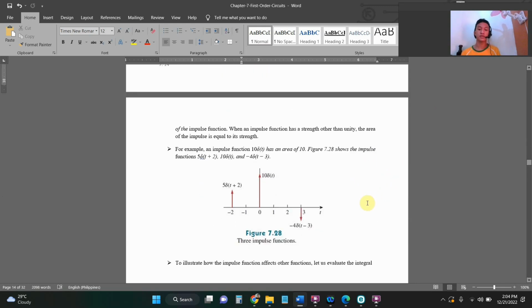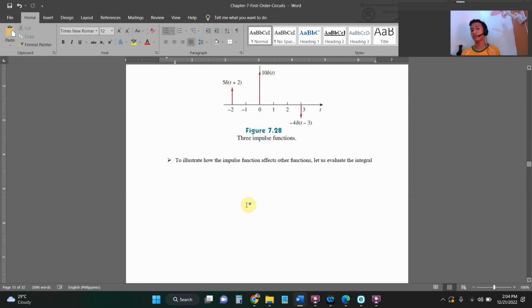For example, an impulse function of 10 delta of t has an area of 10. Figure 7.28 shows the impulse function 5 delta of t plus 2, 10 delta of t, and negative 4 delta of t minus 3. This is what the impulse functions look like in figure 7.28.